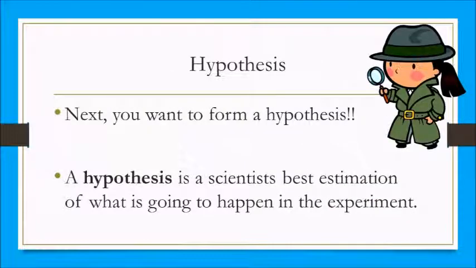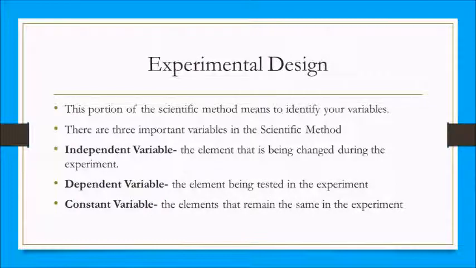Next, you want to form your hypothesis, and that is your best estimation of what's going to happen throughout your experiment. So in this portion, you're going to do your experimental design, and that's listing your independent variable, which is what's being changed, your dependent variable, which is what's being measured, and your constant variable, which stays the same throughout the entire experiment.